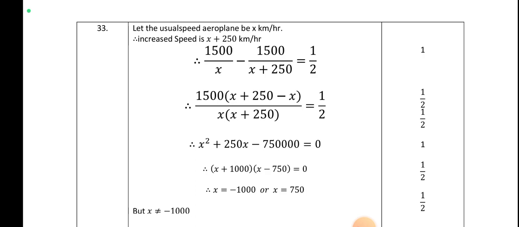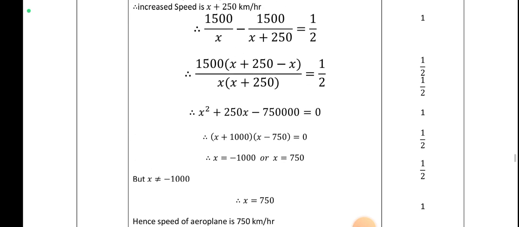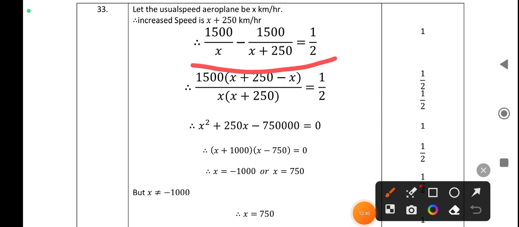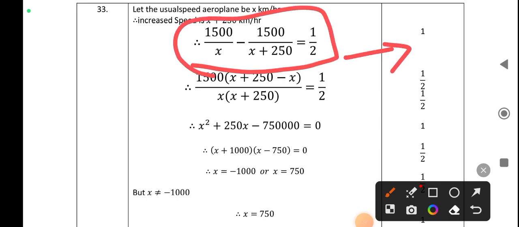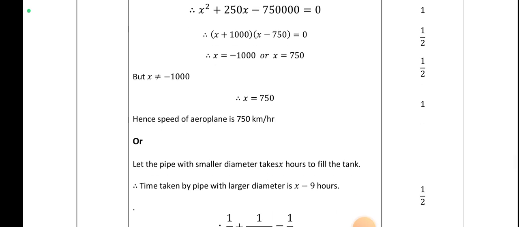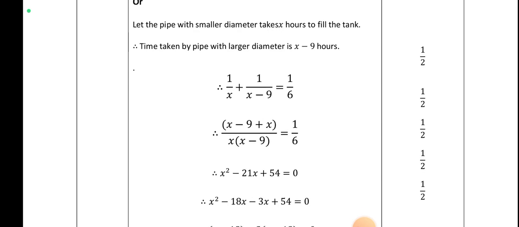And this question we all know, the 33rd question, the aeroplane sum, one of the repeated questions. Negative is not possible, so reject the 1000. See children, the equation itself carries 1 mark. Then get x equal to 750 and conclude the sum: the speed of the aeroplane is 750 km per hour. Then the water tap sum, a different sum was there. That means the numbers are different from the book.